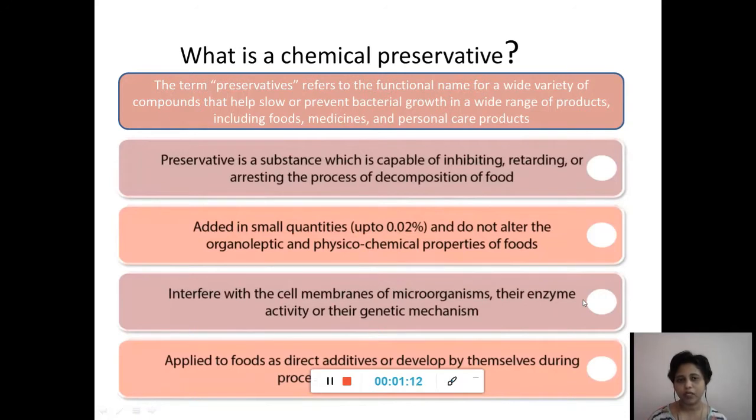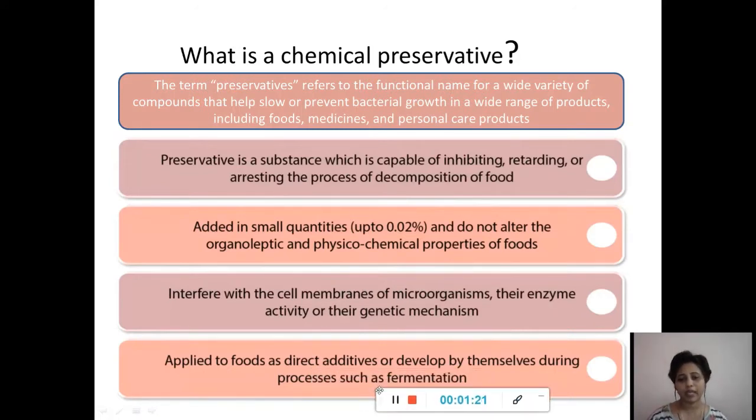properties of food. These preservatives usually interfere with the cell membranes of the organisms, their enzymatic activity, and also their genetic mechanism. Sometimes these preservatives, when applied to the food, act as direct additives, or they are developed by themselves during a process such as fermentation. So all the components which prevent the spoilage of food due to their chemical nature, all these components which are chemical by nature and which preserve the food from spoilage are referred to as chemical preservatives.